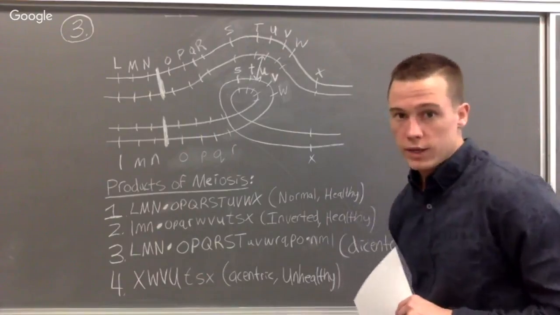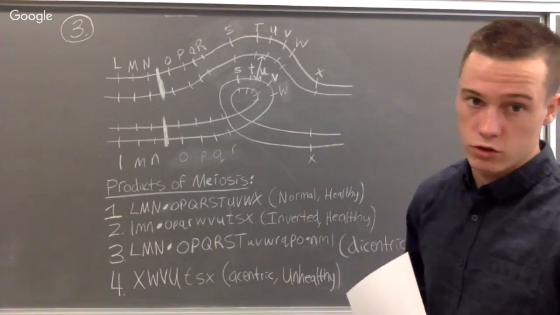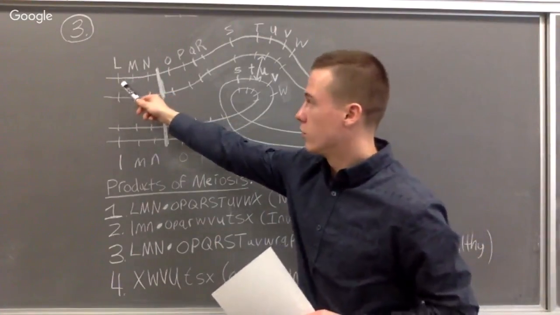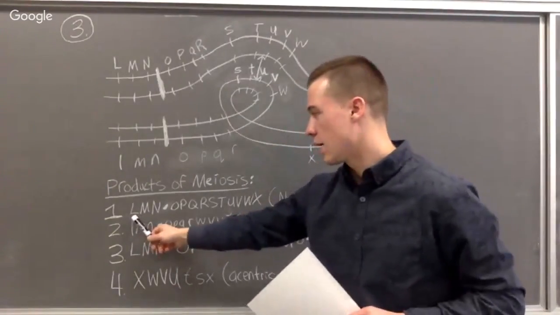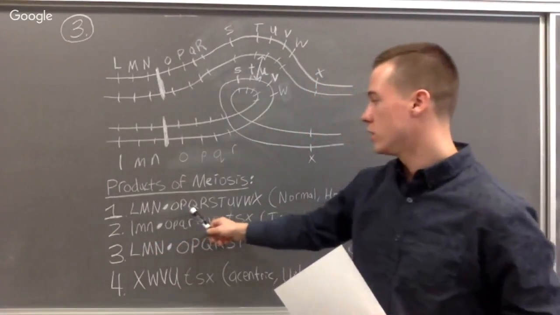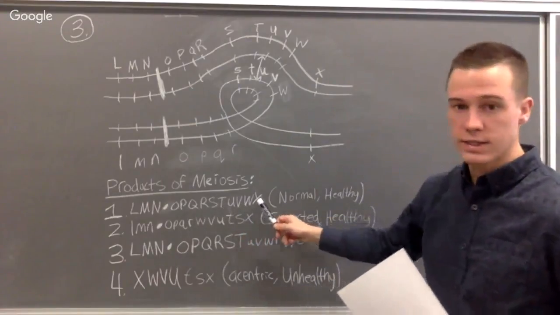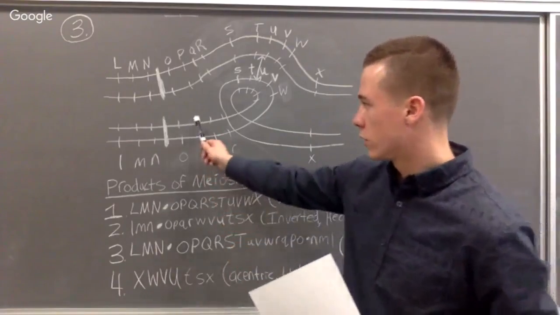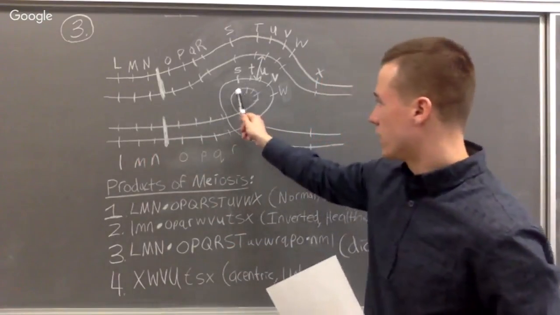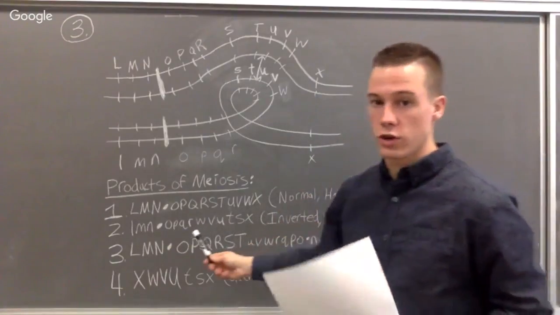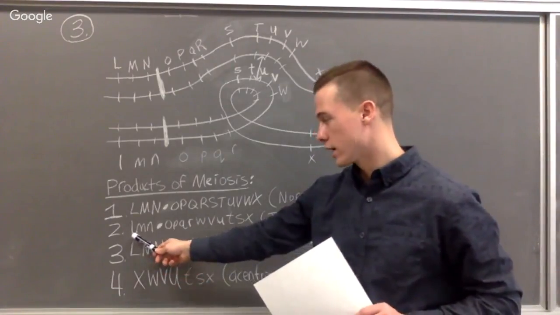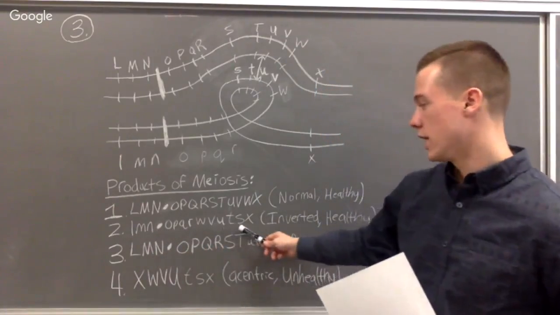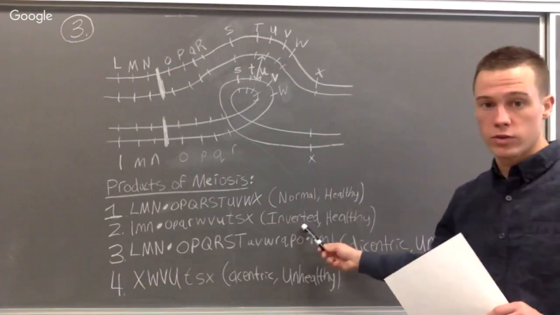So to find the 4 products of meiosis, each of these chromosomes is going to separate into its own gamete during meiosis. First we can look at our top one here, which is just going to be our normal chromosome. So it's going to be capital LMN, centromere, OPQRSTUVWX. And that is our normal healthy chromosome. The next product of meiosis, we're going to look at this strand right here, which does not have any crossing over occurring either. So it's just our original inversion chromosome. So it's lowercase LMN, centromere, OPQRWVUTSX. So it's our inverted chromosome, and it's also healthy.